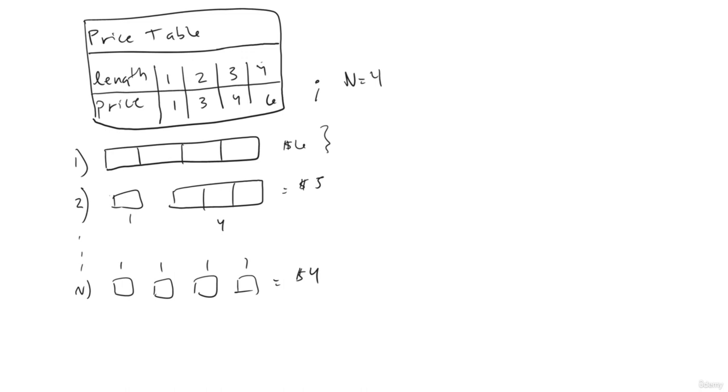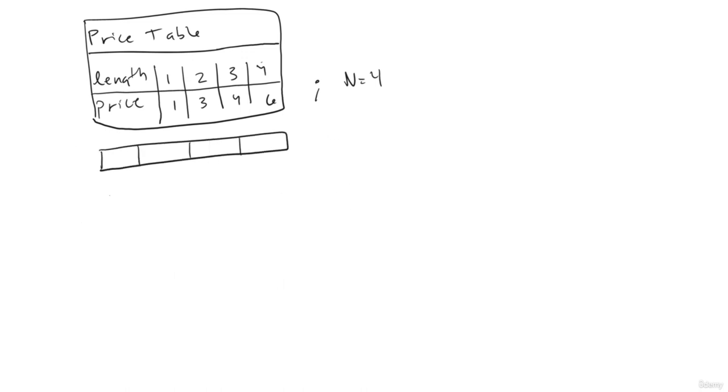I'm going to clean up my space a little bit. This algorithm is based off of a recurrence relation, where we're saying that the best revenue for a rod of any particular length n is equal to the price of initially cutting that rod at some particular length, plus the maximum revenue we can get from the remaining rod.